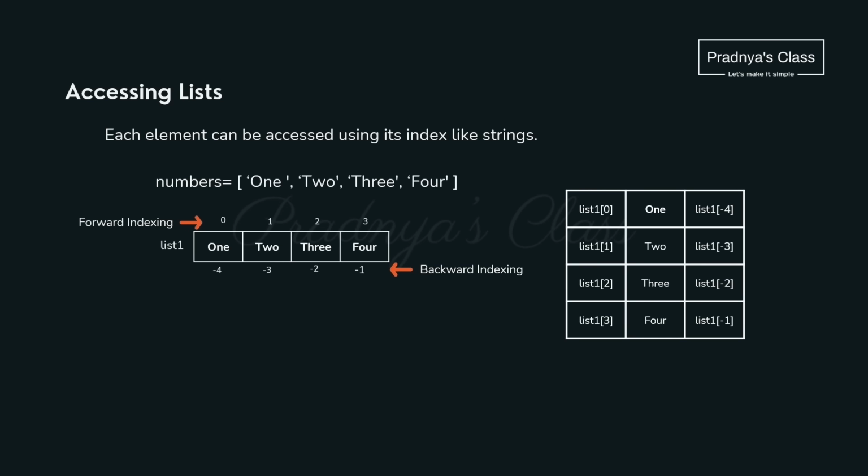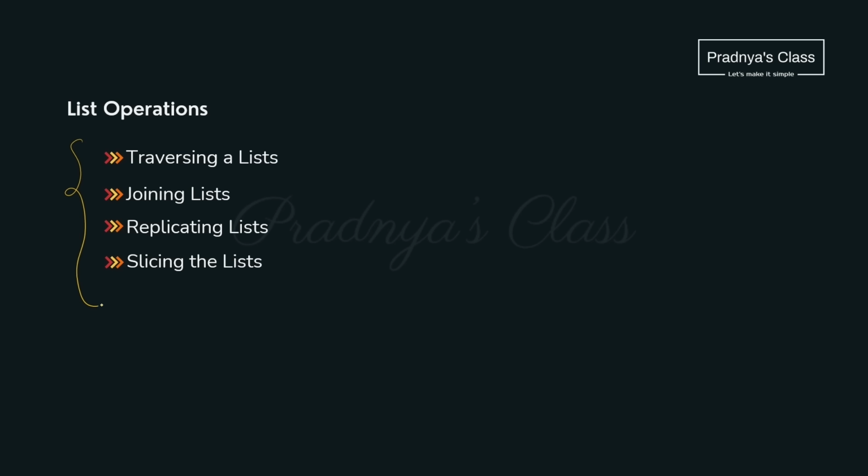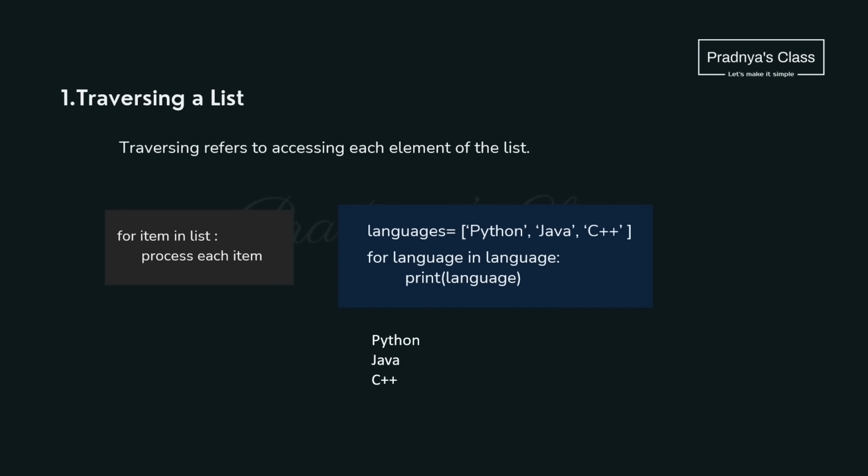What about accessing the individual elements of the list? It is exactly the same as string because we use index. Here are the basic operations that we will be performing on list. Traversing the elements of the list is the same as string. Here we will iterate over the elements of the list.